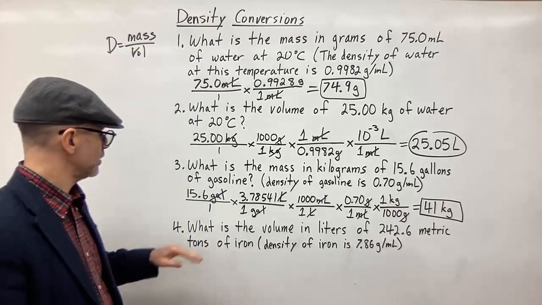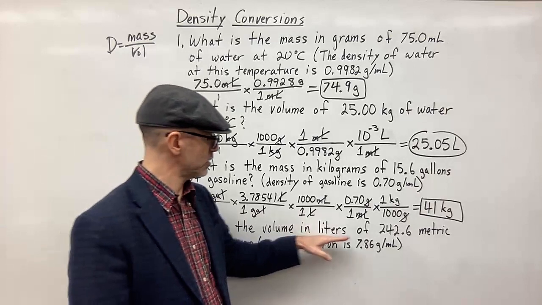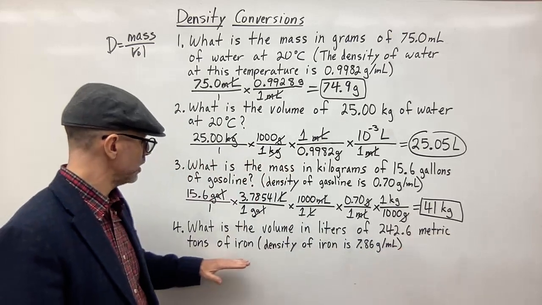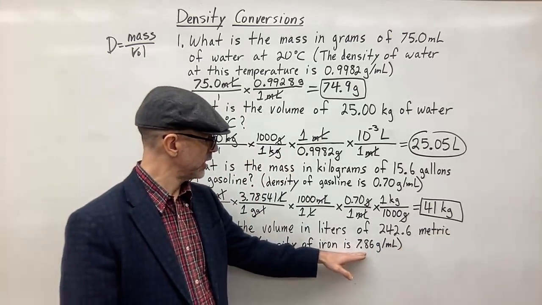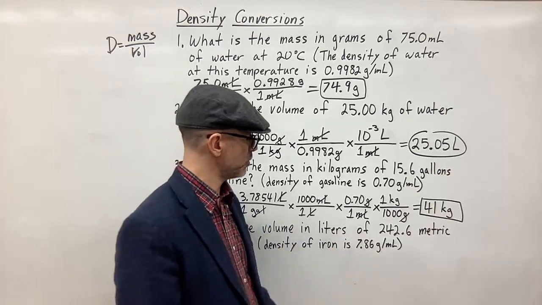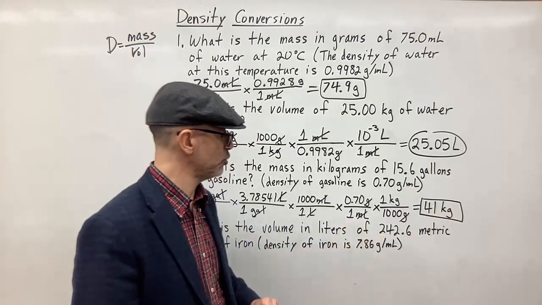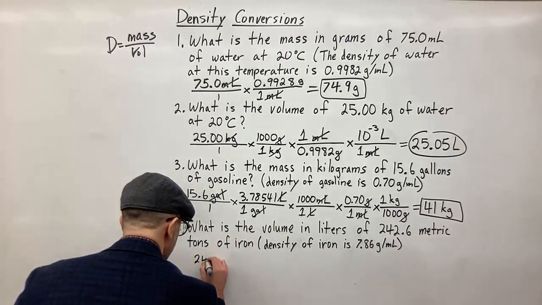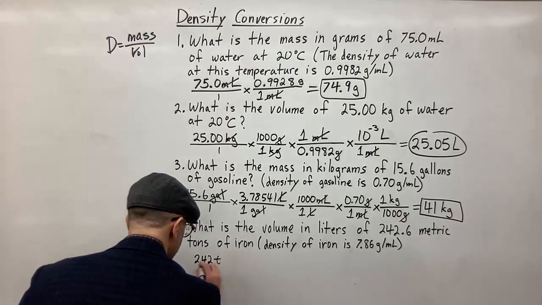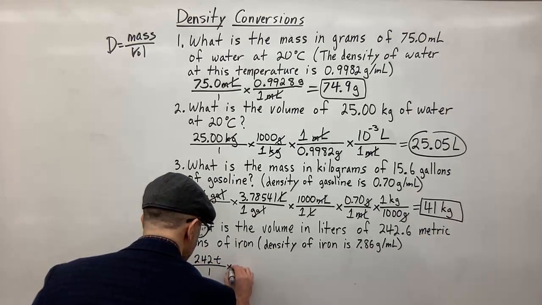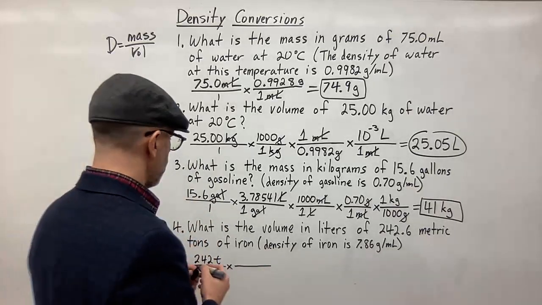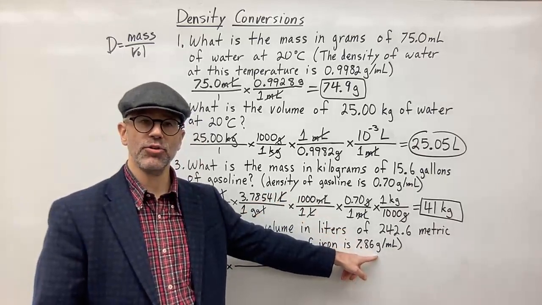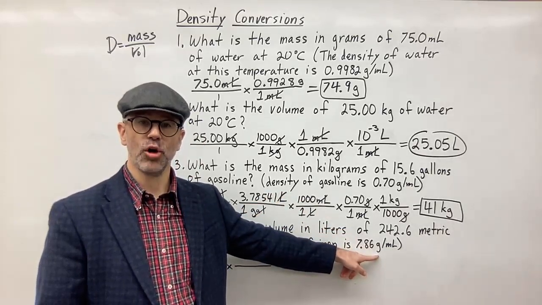Finally, last but not least, what is the volume in liters of 242.6 metric tons of iron? And we're given the density of iron is 7.86 grams per milliliter. So they're giving us 242.6 metric tons. So we'll start with that. 242.6 T for metric ton over 1. And so since this is a mass, we're going to have to convert metric tons to grams. So that way we can use the density here to convert to volume in milliliters.